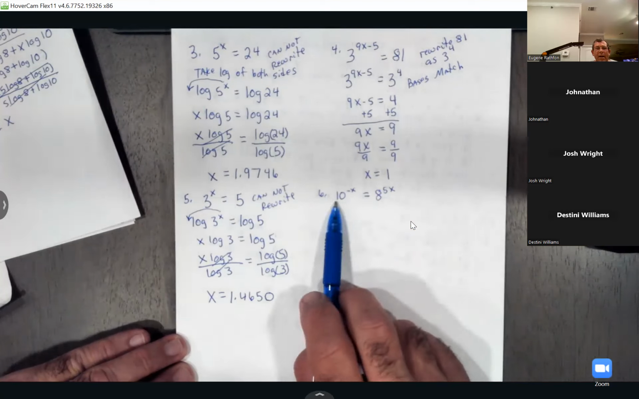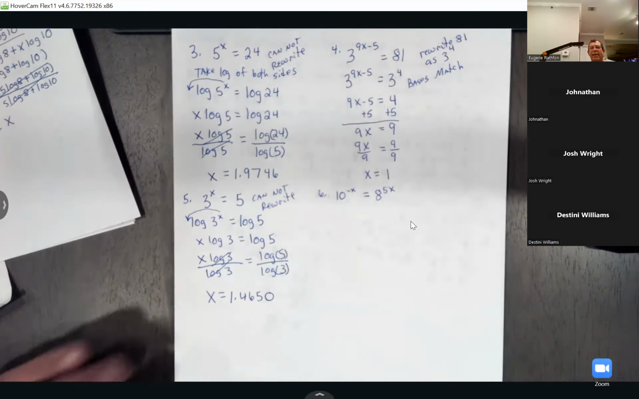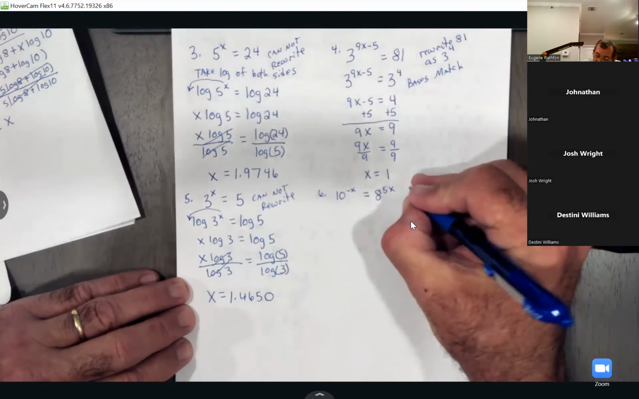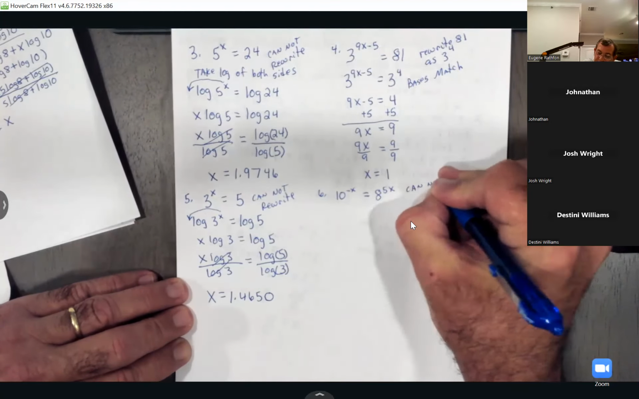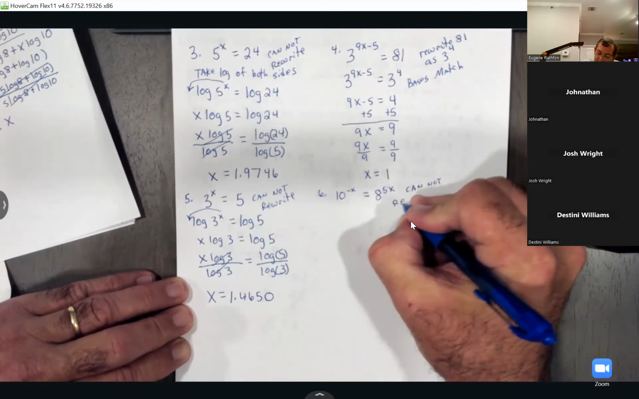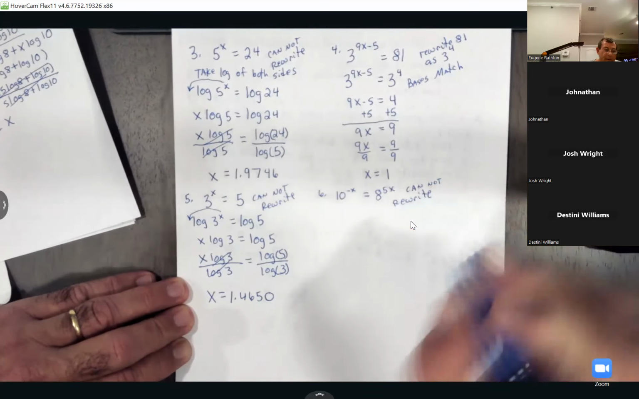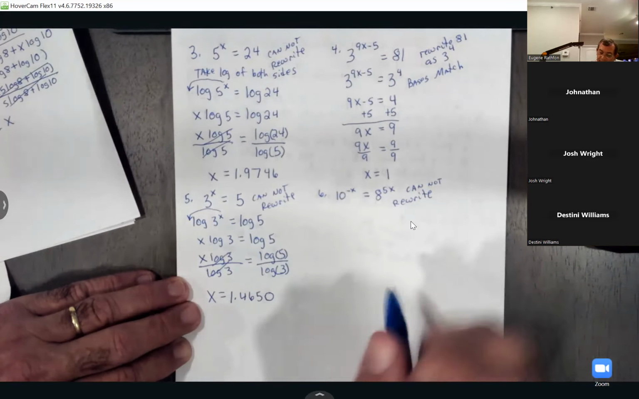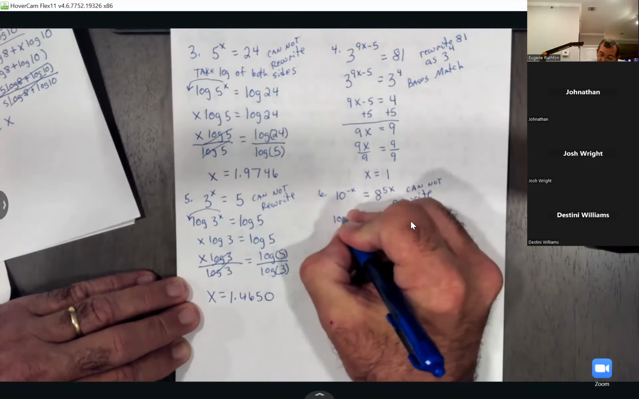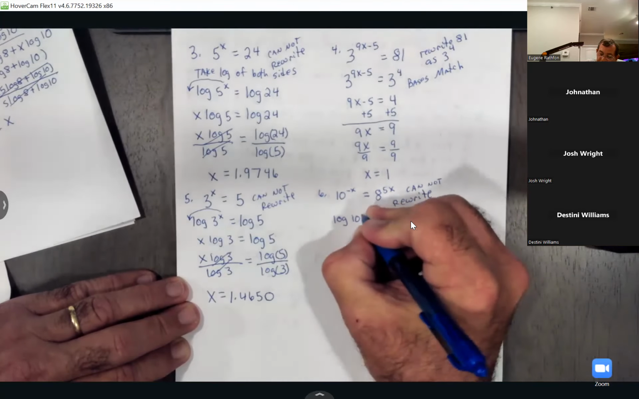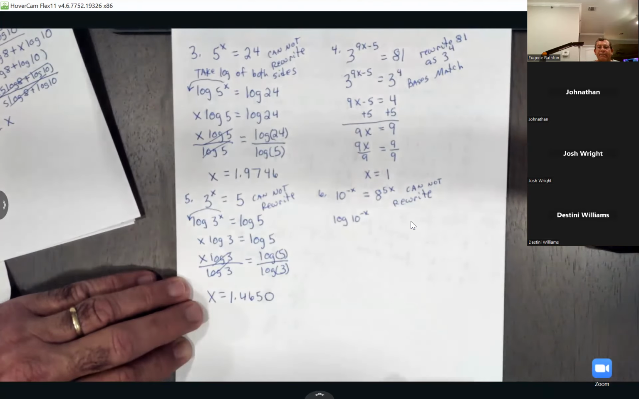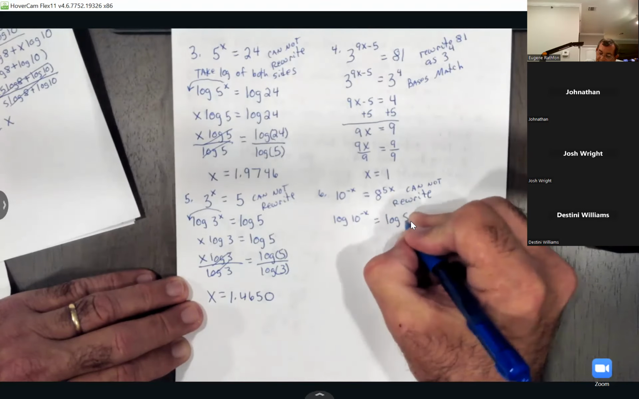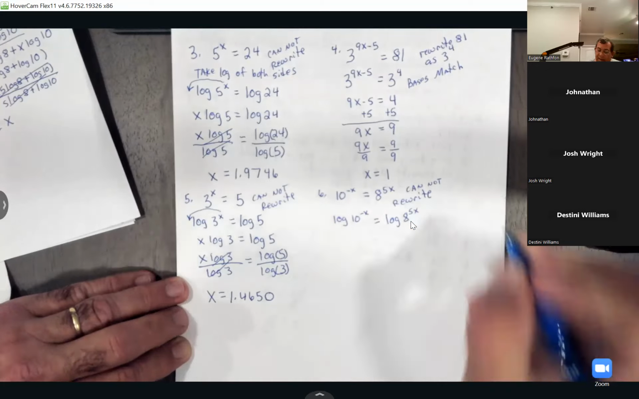Y'all, there's no way I'm going to turn a 10 and an 8 into anything with the same base on them. So this one cannot be rewritten for sure. So I'm going to jump right off and take a log of both sides of this. So we're going to have our log 10 to the negative x is going to equal the log of 8 to the 5x.